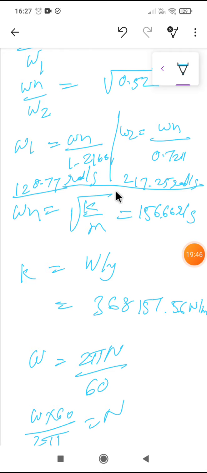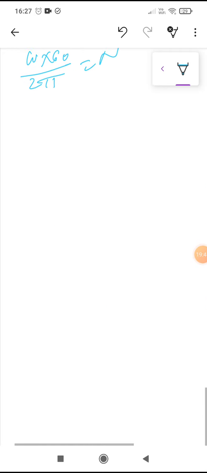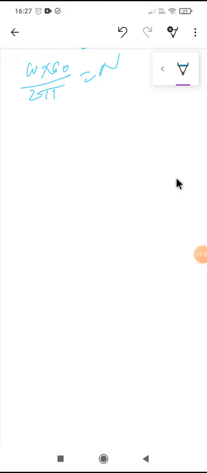So this is the whole example, a very big example. This whole example is too big to be asked at once, so it can be asked in parts. So these are the various methods to find critical speeds of the shaft.